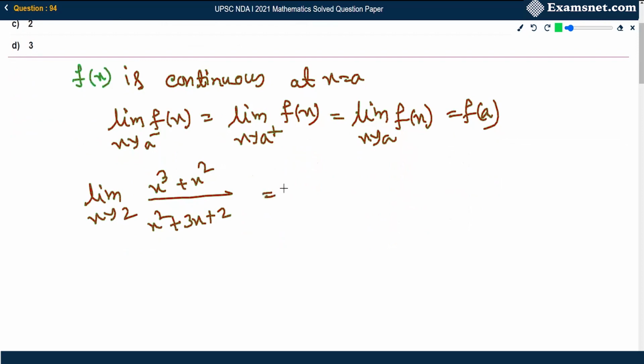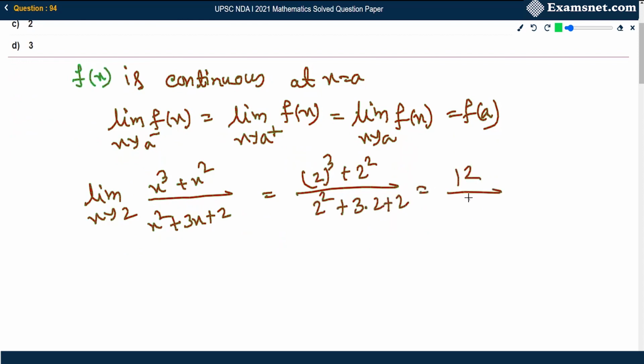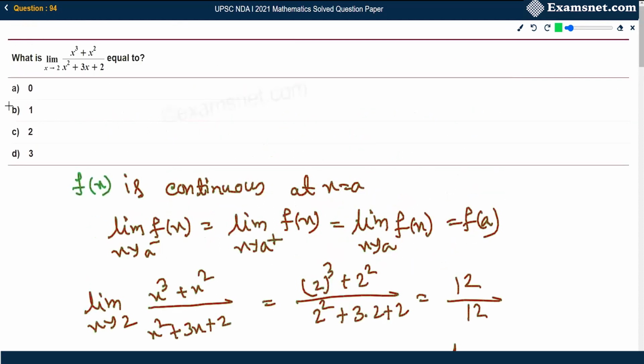Okay, how can we solve it? We can further, let's say, since this is continuous, we can directly put the value. So here 1 is the correct answer. Option B is the correct answer.